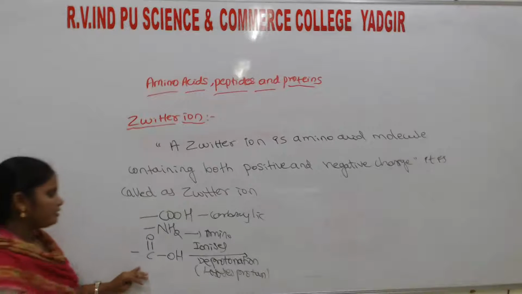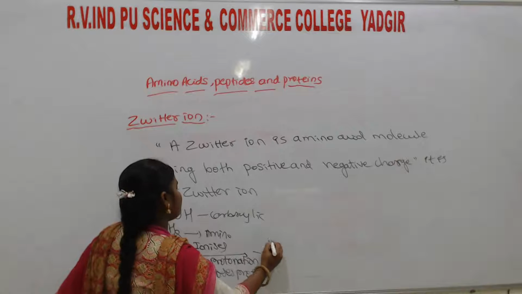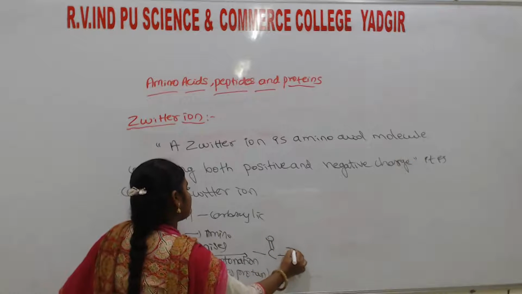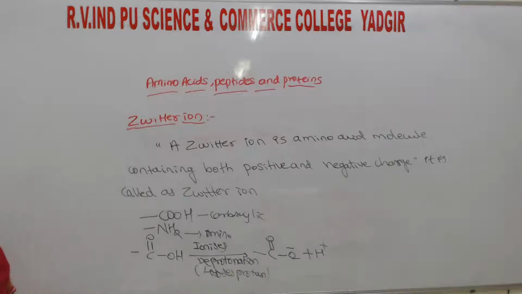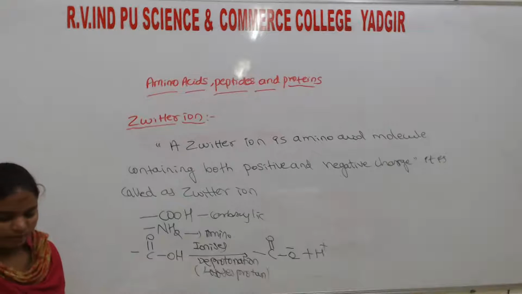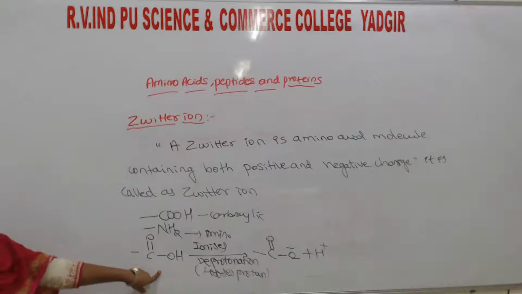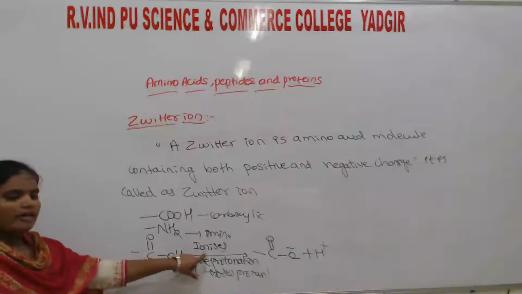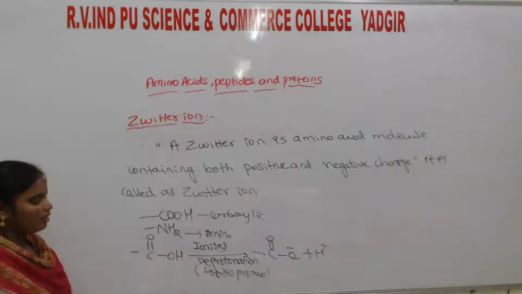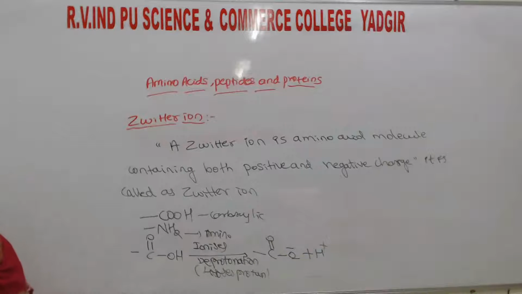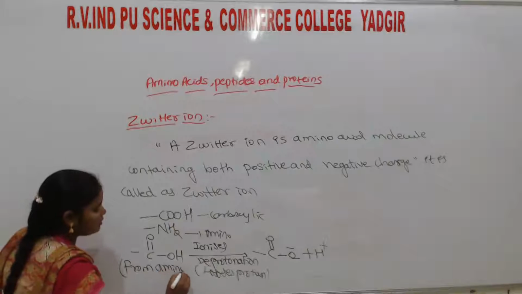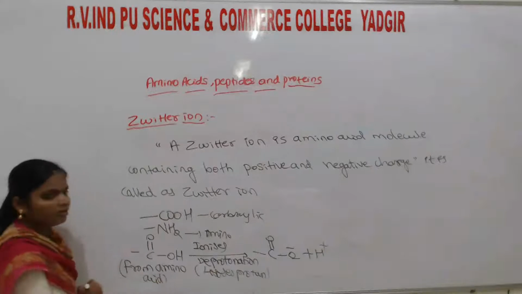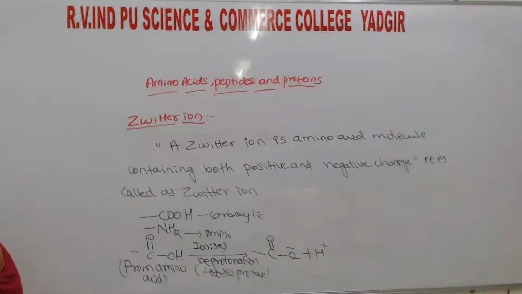See what we write here: carbon double bond O, and this O gets a negative charge, plus H. This is loss of hydrogen, loss of a proton. This is the reaction of ionization or deprotonation from the amino acid.